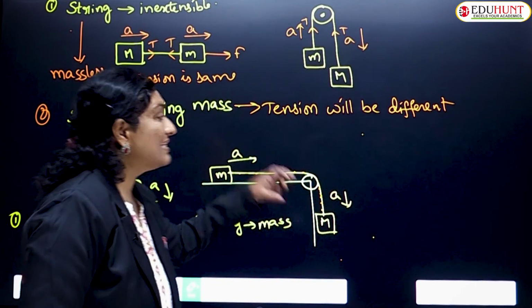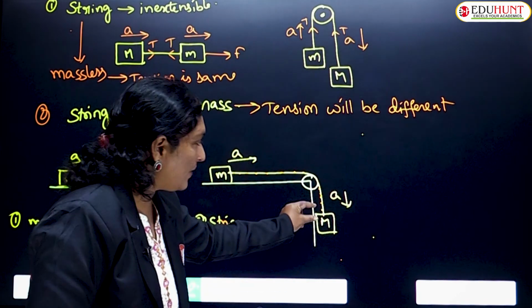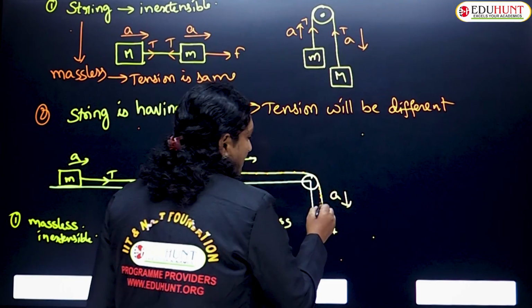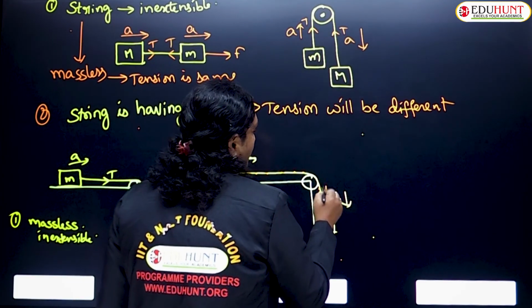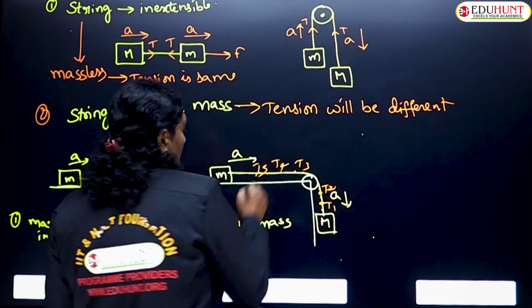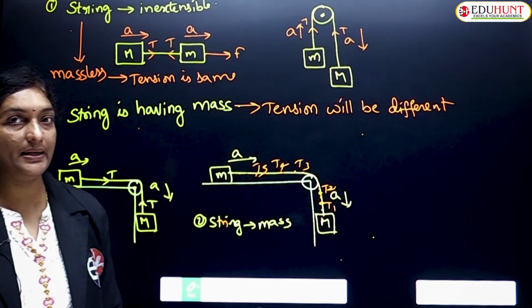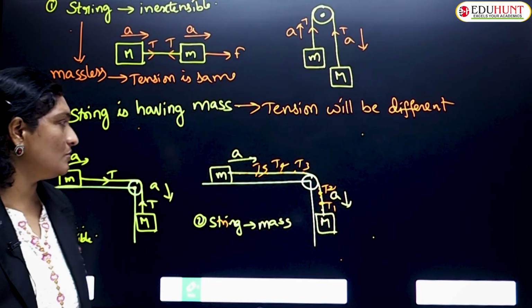Why? Because the string is having mass, because of the mass that is present and the weight that is acting. Here if you consider T1, here T2, here T3, here T4, here T5. So if the string is having mass, tension at different points will be different. This thing you need to understand.